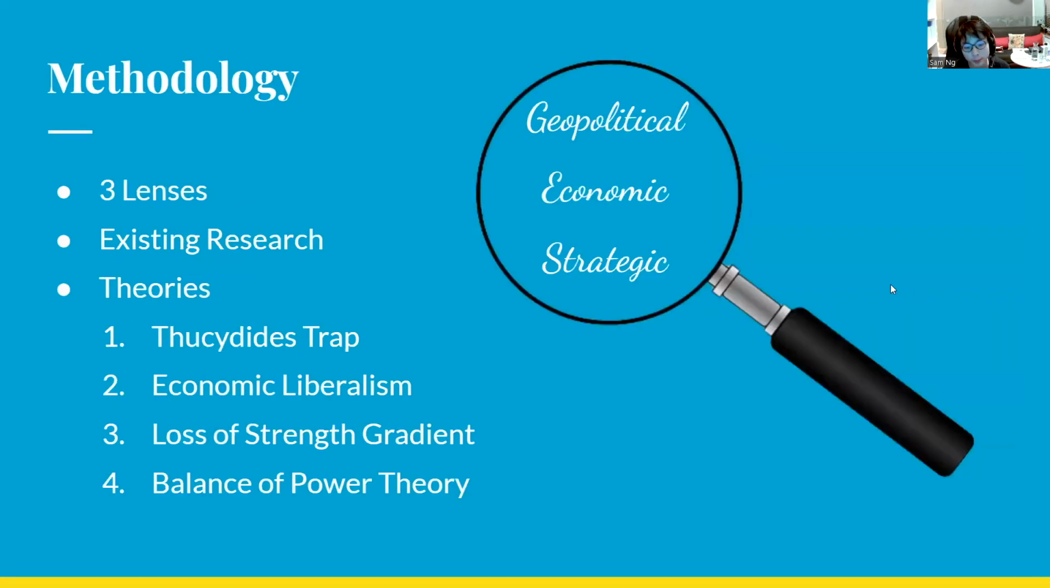When pursuing the topic, I selected three lenses especially relevant to the South China Sea: the geopolitical, economic, and strategic lenses. For each lens, I applied existing research from recent years and a variety of theories. These theories include Thucydides' trap, economic liberalism, the loss of strength gradient, and the balance of power theory. I'll get into what each theory actually means when I use them through each lens. Afterwards, I will give a future prediction and present my own perspective on what Beijing should do to satisfy its own national interests.